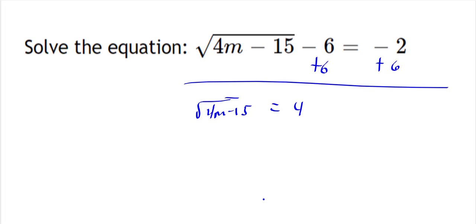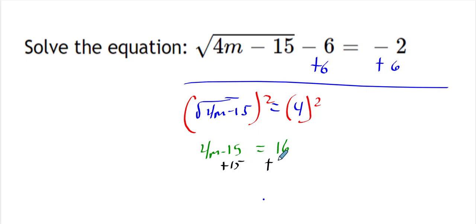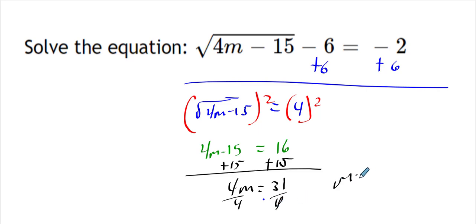Now that I've got my square root isolated, I'm just going to square both sides. Okay? Because that's how you get rid of a square root. You square it. So the radicand comes down, which is everything underneath that radical, is equal to 16. And now we just solve. Plus 15. And so I got 4m equals 31, I think. Yep. So divide by 4. So m is equal to 31 over 4.